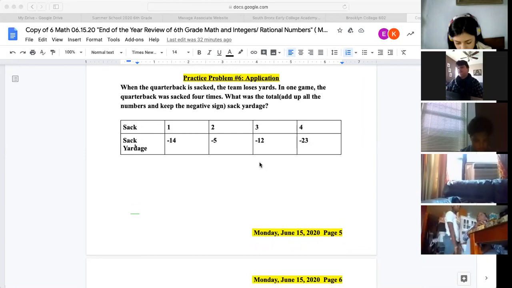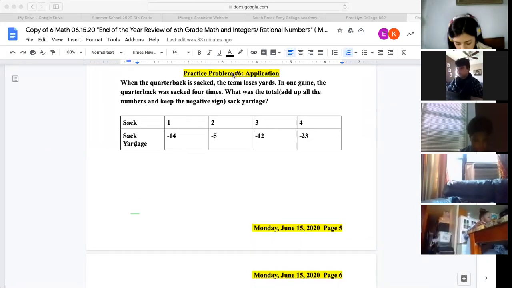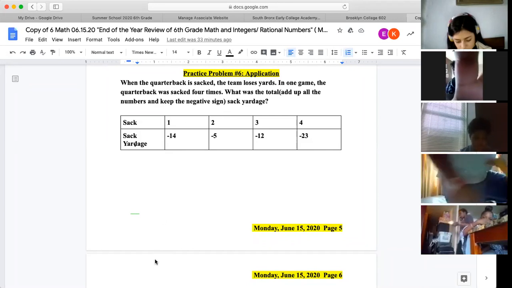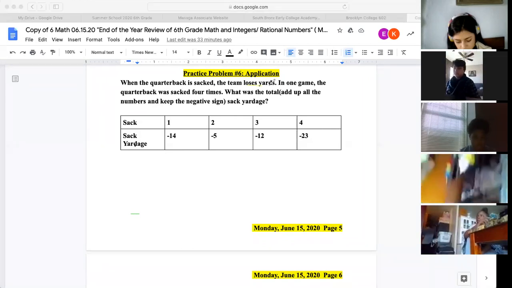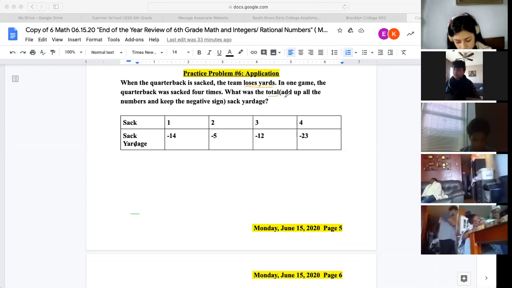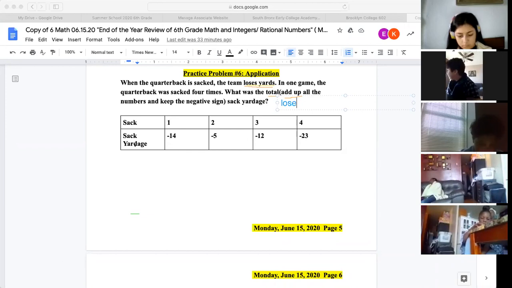Those were not easy words, but I'm pretty confident you're going to be able to answer what I'm asking. So let's do the annotation first. All right. So it says here, loses yards, right? Let me change the color. Let's do orange. Loses yards. And we want to find the total, which says add up. So when you have a loss, is that a positive or negative number, Carlos? If you lose money or lose something, do you get negative? Yeah. So when you lose it, it's going to be negative.